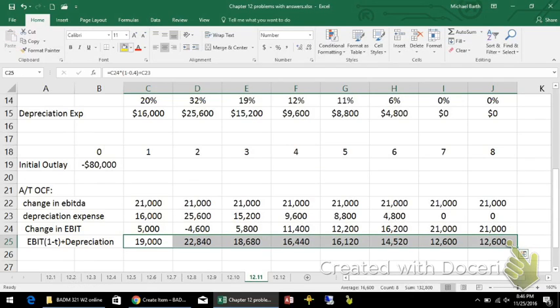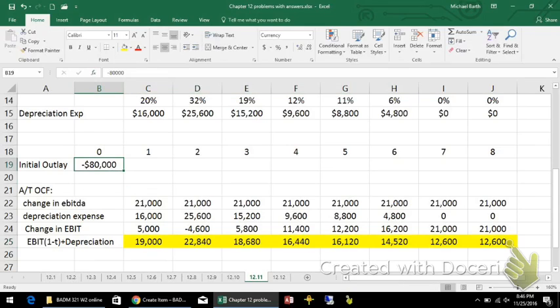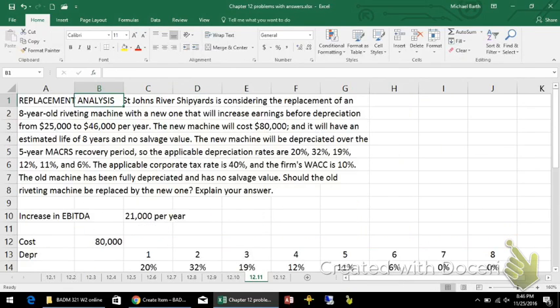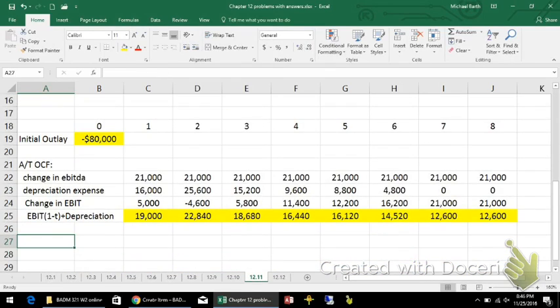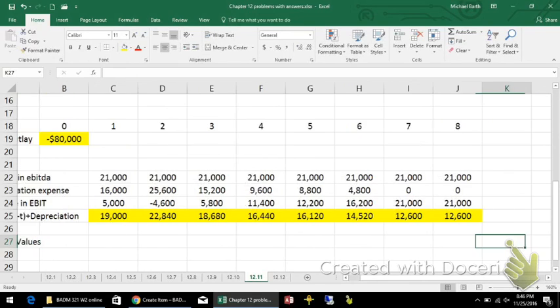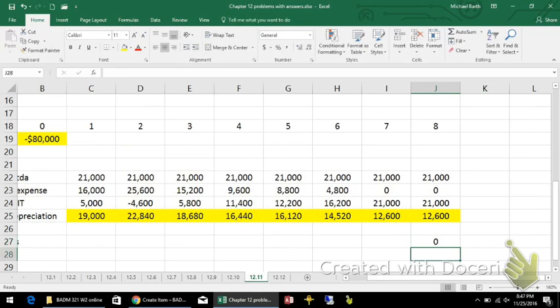And make sure I highlight everything. There are no terminal cash flows here. Once the machine is all used up, it has no salvage value. So there's no increase or decrease or any change in the working capital. So essentially, our terminal values are essentially zero. All right, so we just didn't have any.